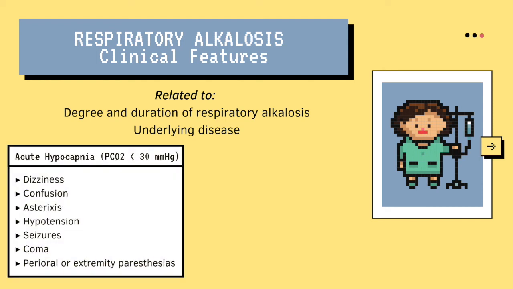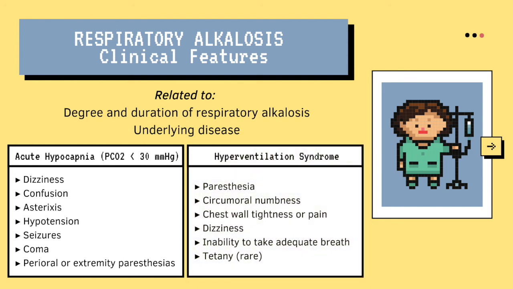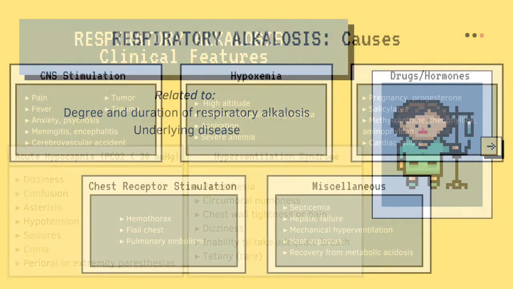Symptoms of acute hypocapnia, that is, partial carbon dioxide levels of less than 30, include dizziness, confusion, asterixis, hypotension, seizures, coma, and perioral or extremity paresthesias. Hyperventilation syndrome, on the other hand, may be debilitating with symptoms of paresthesia, circumoral numbness, chest wall tightness or pain, dizziness, inability to take an adequate breath, and rarely tetany.